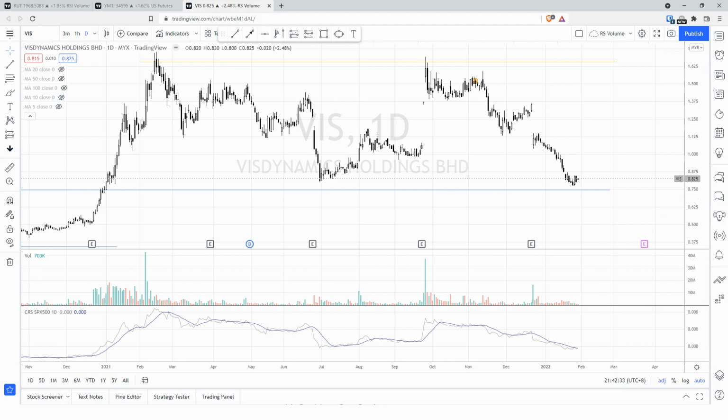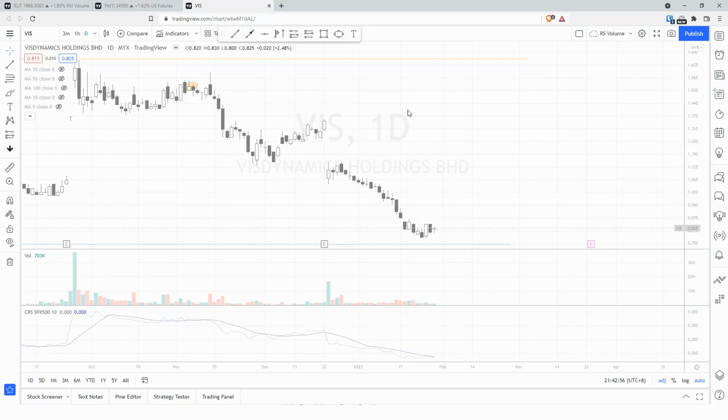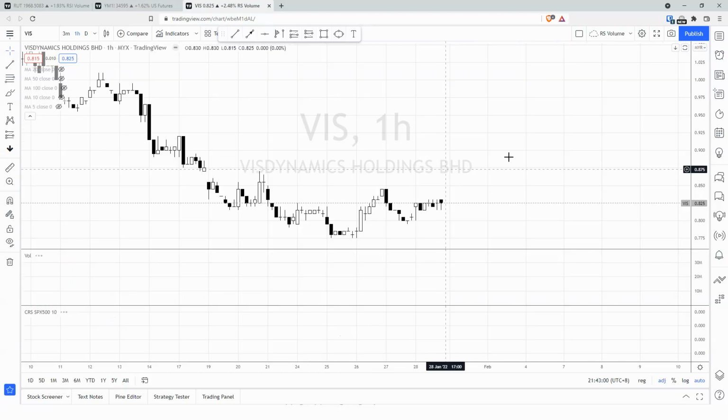Yeah, who knows? Maybe it can just reverse from here. If you zoom in, there is very limited volume. I think this is quite illiquid. Okay, not so much illiquid, but decent. So if we can just break above here, we rely on this little structure, maybe in the hourly time frame it will be more obvious here.